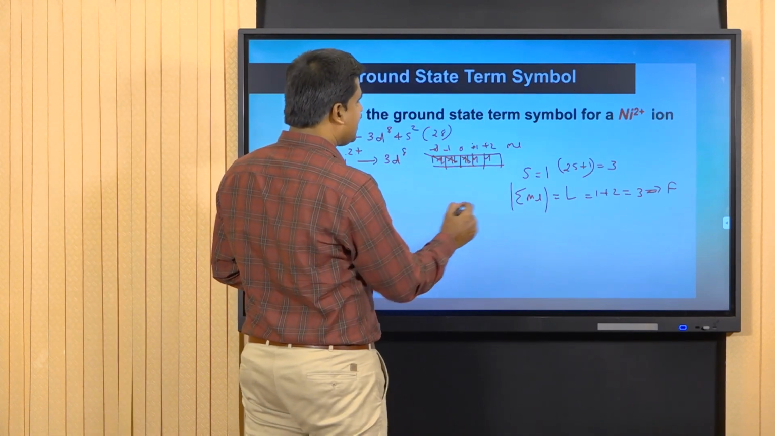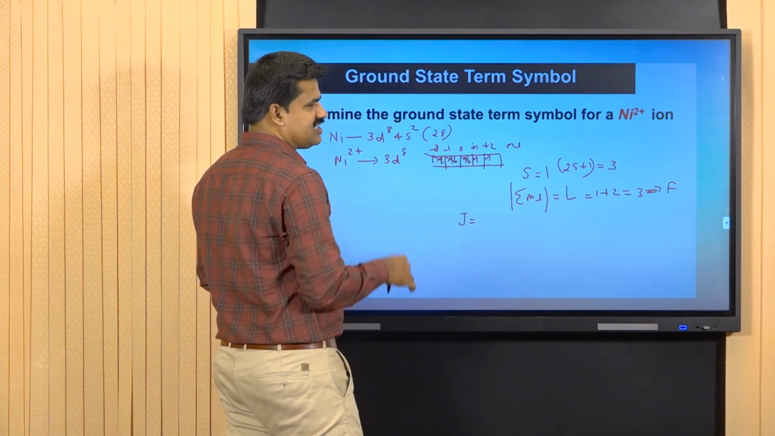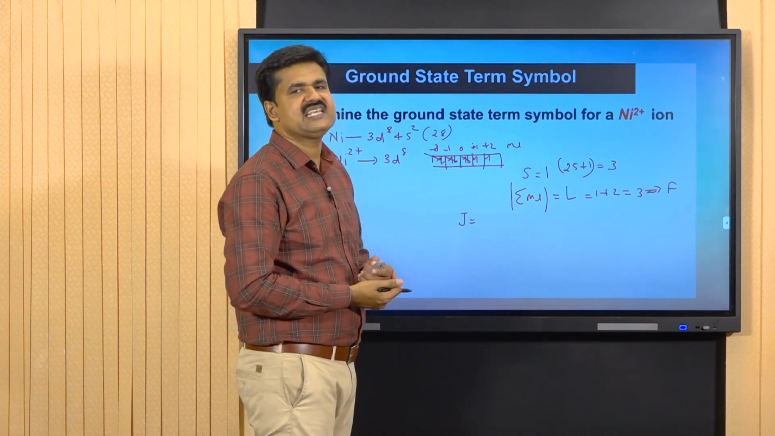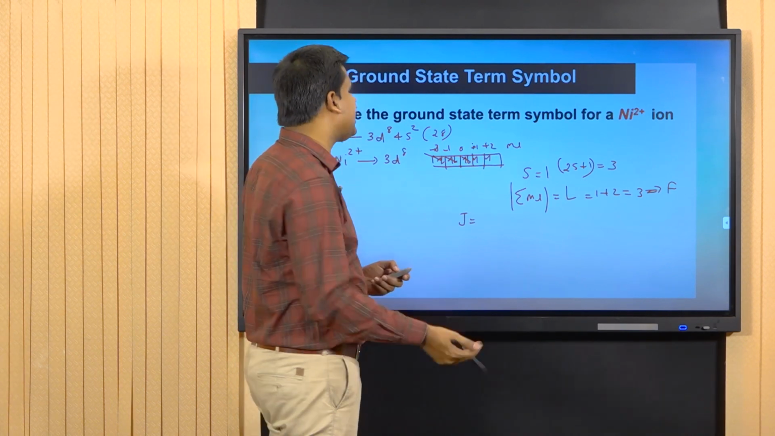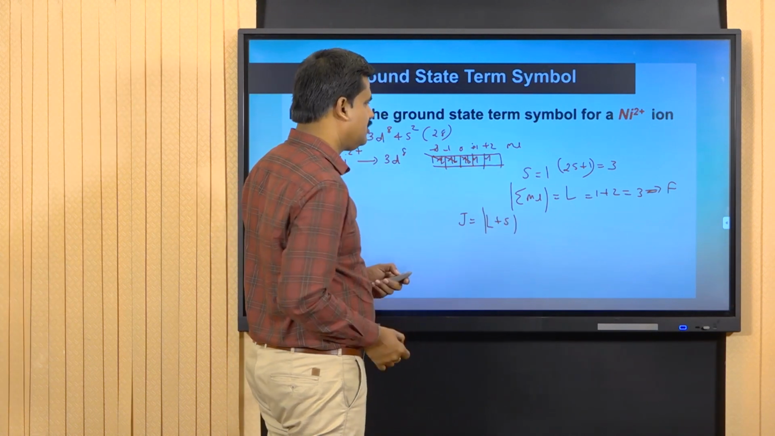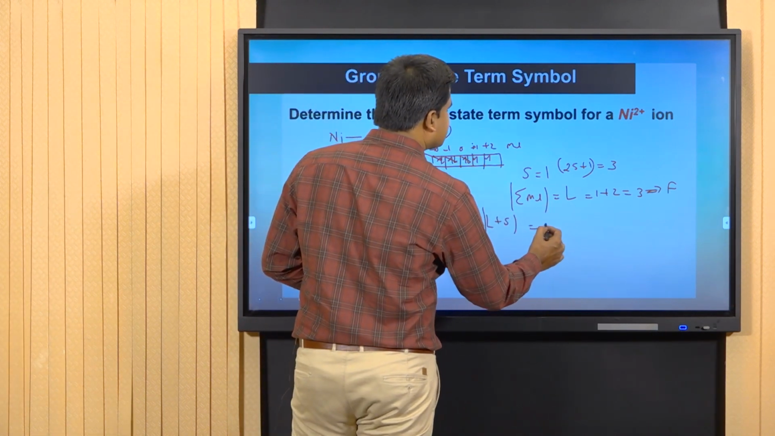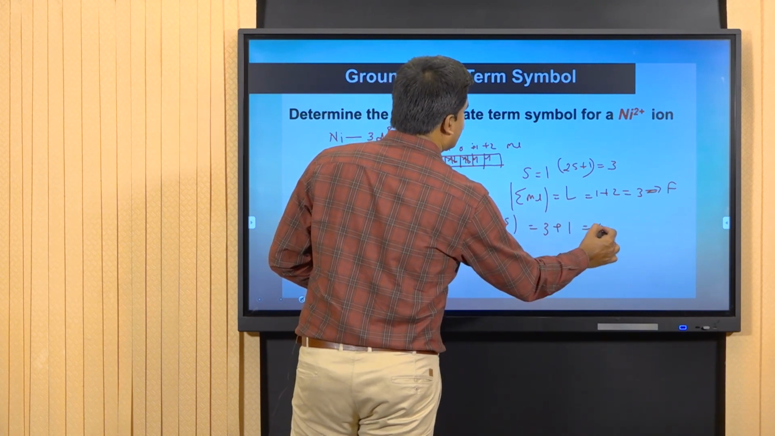Now finally we have to discuss J. This is a d8 arrangement. d5 is the half-filled configuration. So d8 configuration is greater than half-filled, and J is definitely L plus S according to Hund's rule. The value of L is equal to 3 and S is equal to 1, therefore J is equal to 4.